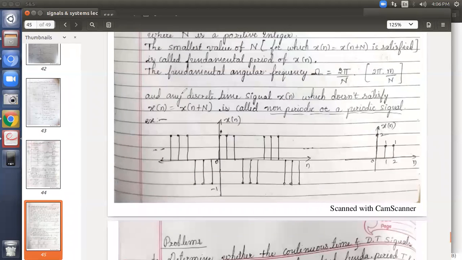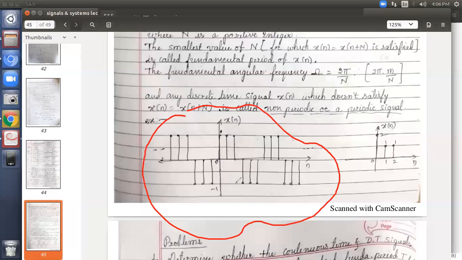You can see in the example given here, the first signal is the example for a periodic signal. Let us try to find the period of this. If I take this as 0, 1, 2, 3, 4, 5, 6, like that, let me start with 0. After this, 3 samples are there, after this negative 3 samples, after this again positive samples, right? The signal is repeating. So what is the period?